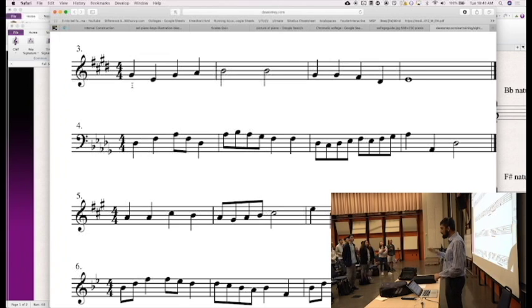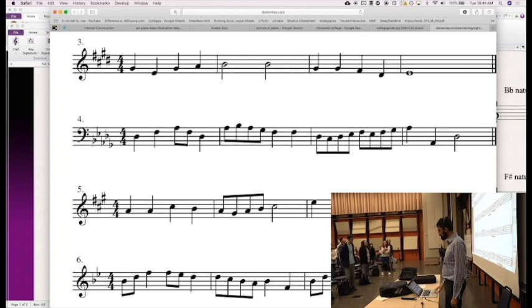Let's do the last two measures. Mi, let's see, mi, mi, re, ti, do, two, three, go. Mi, mi, re, ti, do. Okay, excellent. These are difficult key signatures.